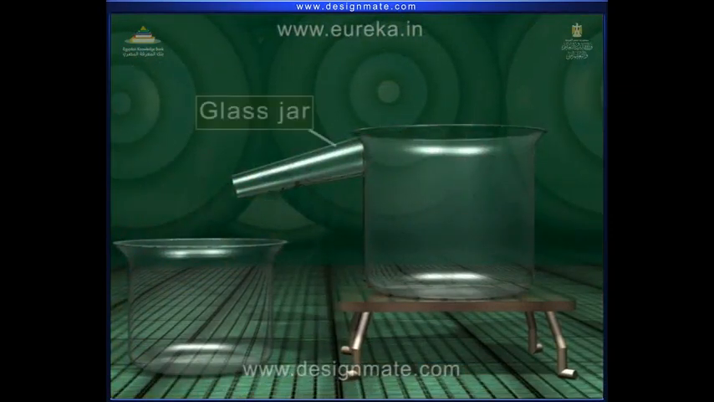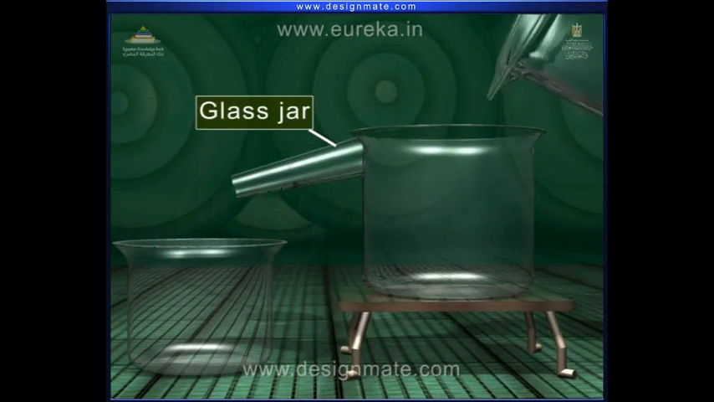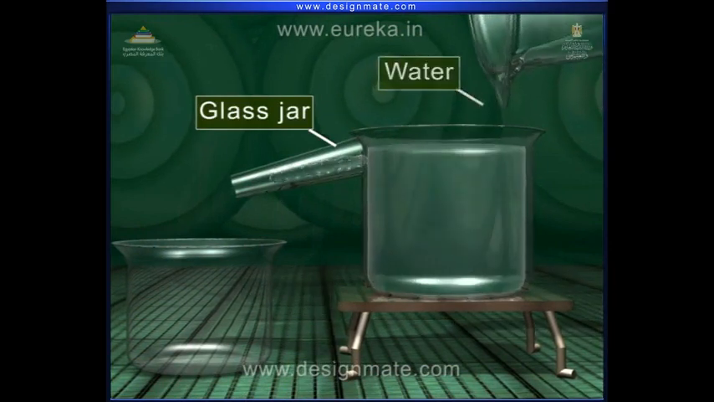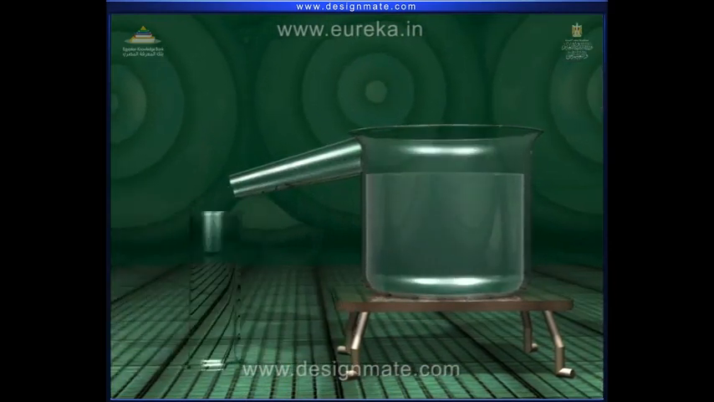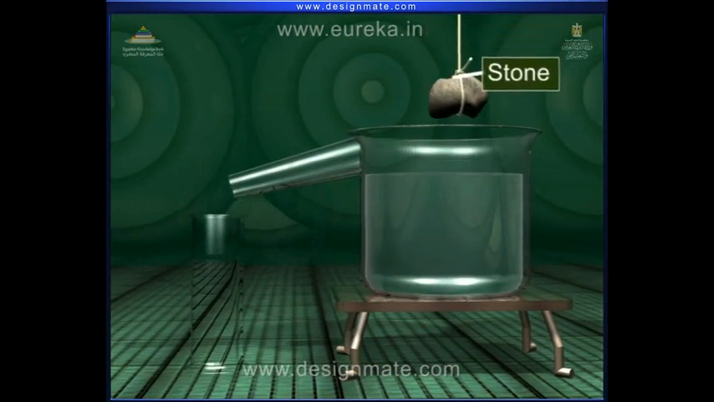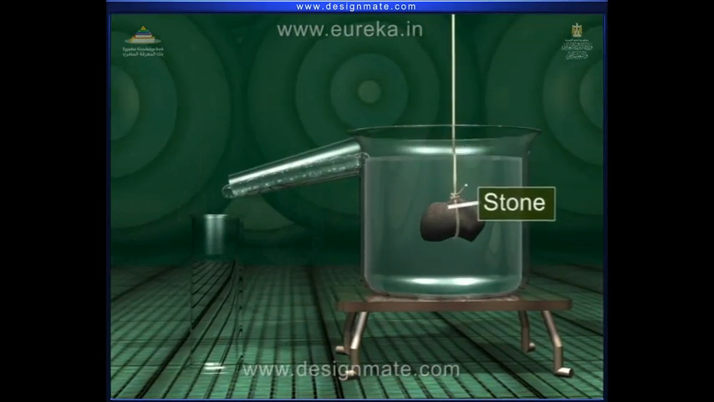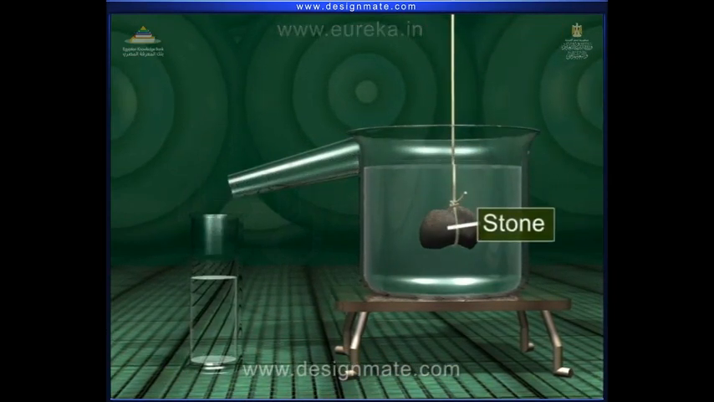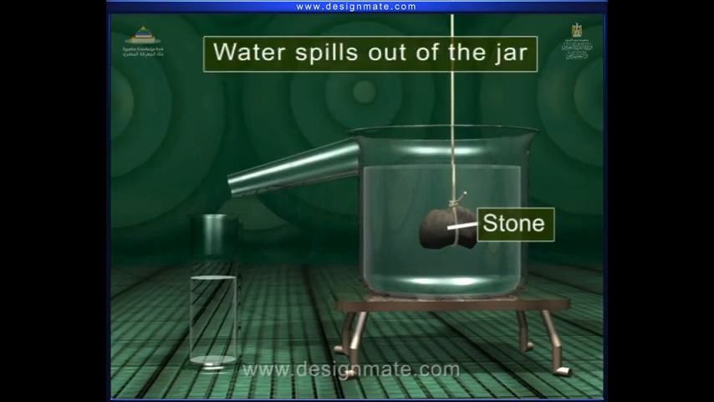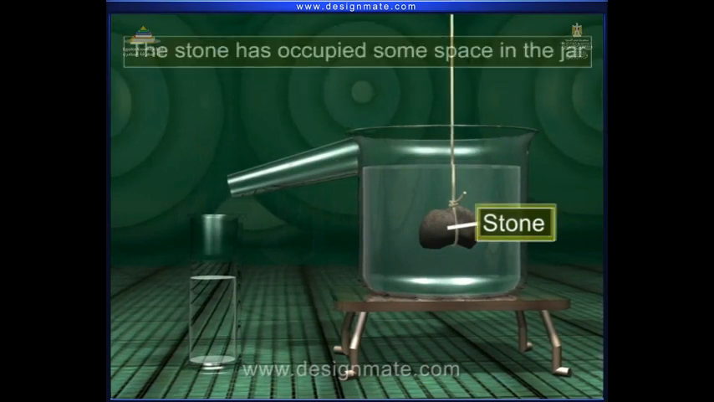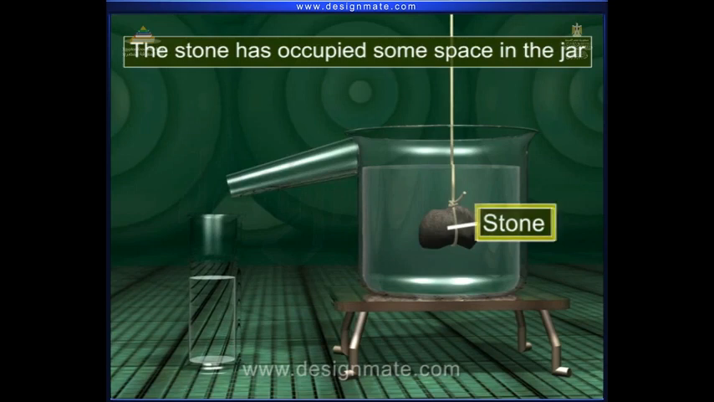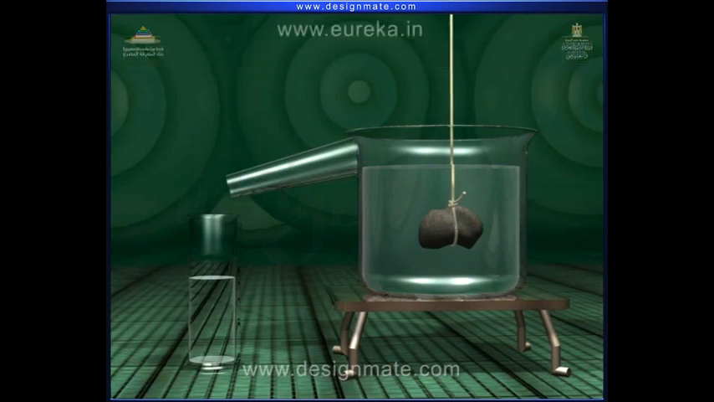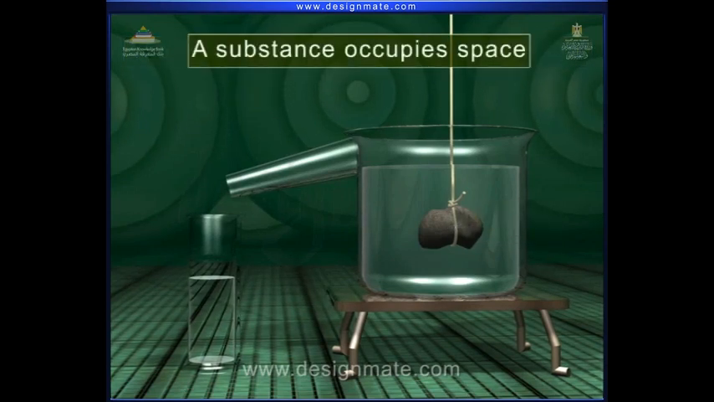Let us perform an experiment. Take a glass jar and fill it completely with water. Now, slowly immerse a stone tied up with a thread into the jar. What do you observe? Water spills out of the jar. This means that the stone has occupied some space in the jar. Hence, we can say that a substance occupies space.